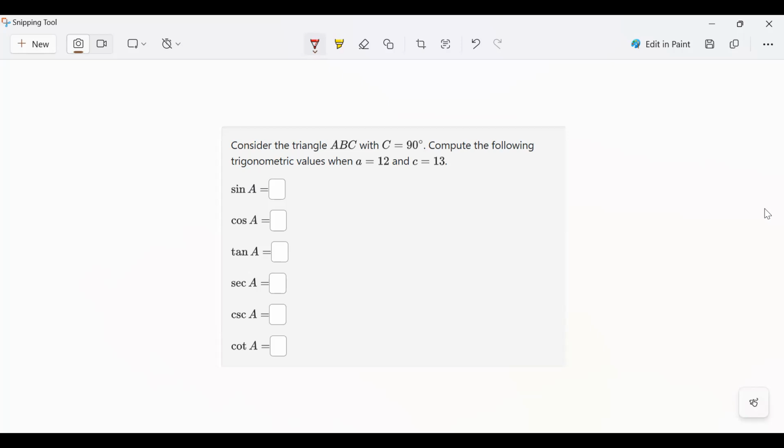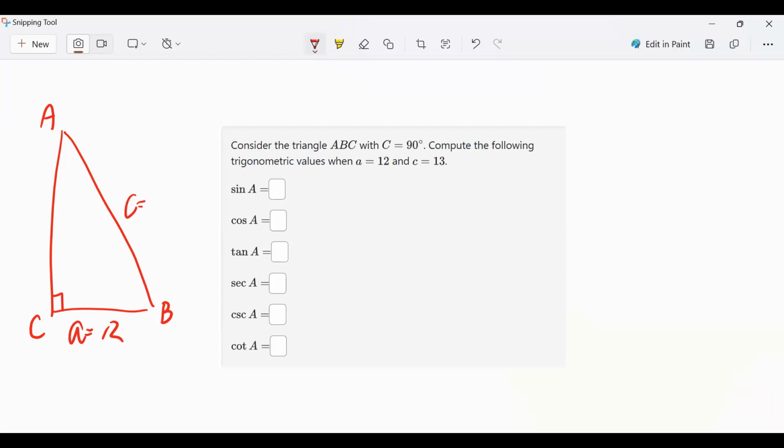Let's go over the solution here. Label the right angle, angle C, the 90-degree angle. This is A, that's B. A is 12 units and C is 13 units. B will be 5 units, right? 5, 12, 13. You can also use the Pythagorean theorem to check. So B equals 5 units.